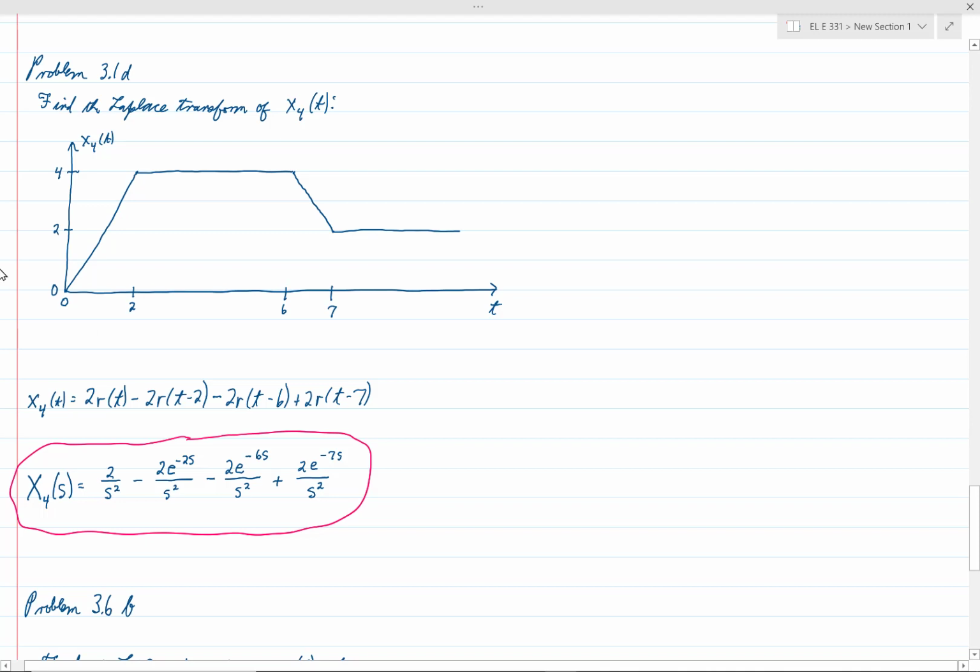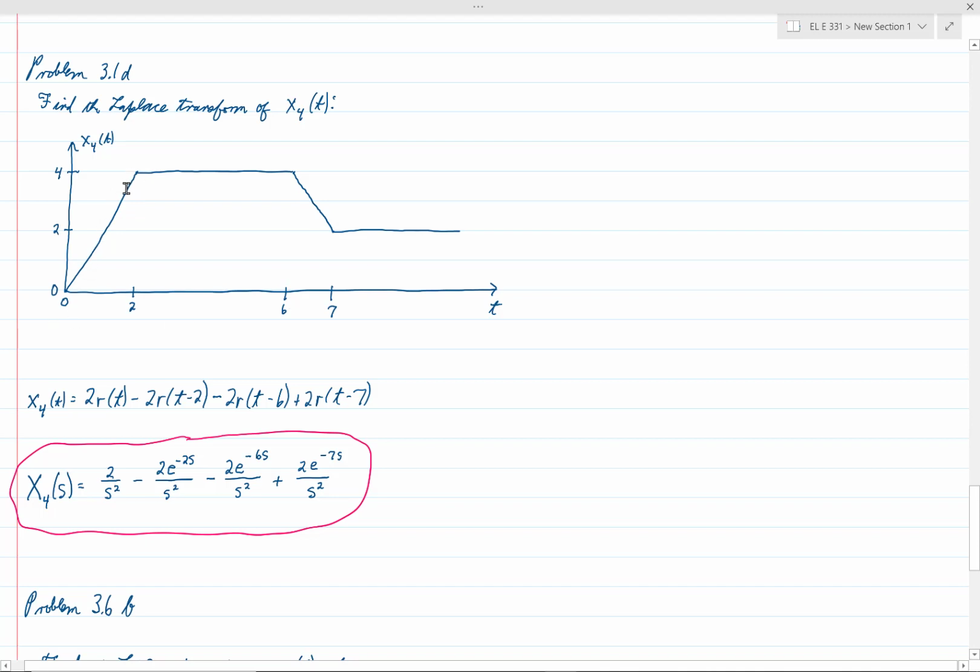lecture. So the first one I want to look at is problem 3.1d. It says find the Laplace transform of x sub 4 of t, and x sub 4 of t is shown here in this graph. They refer to it as the mesa. So if you look at x sub 4 of t, this is a good review of some previous work we did in this course where we want to express functions in terms of singularity functions.